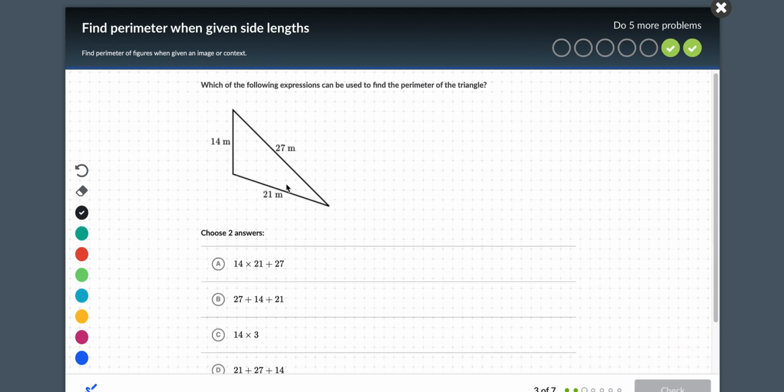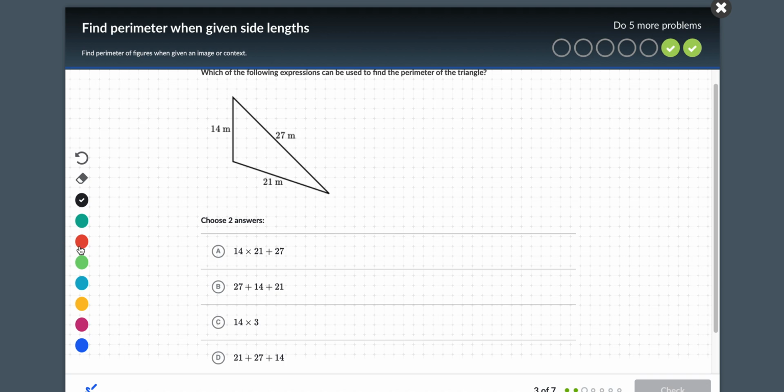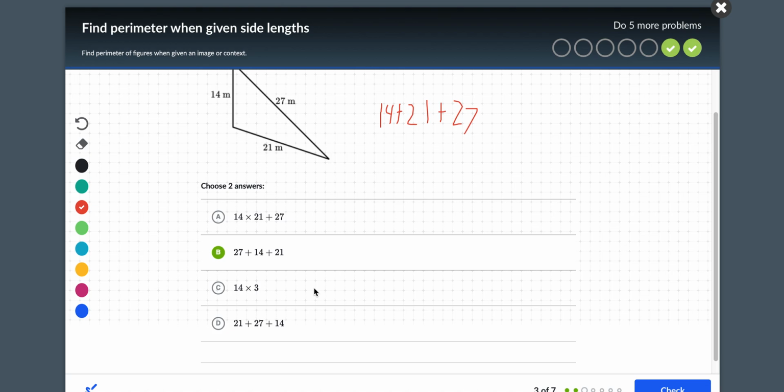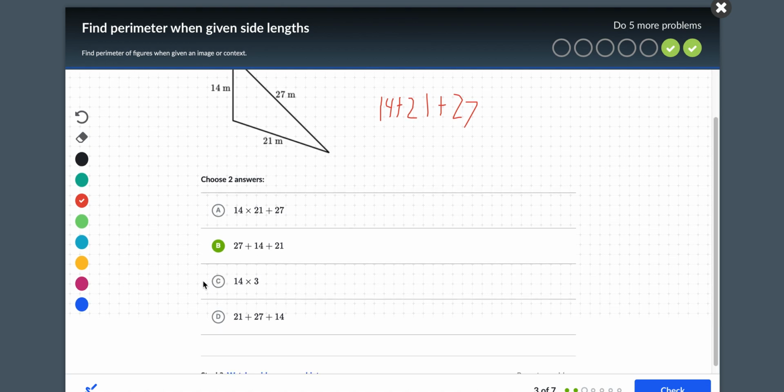Okay, which of the following expressions can be used to find the perimeter of the triangle? The one we're going to be looking for is just 14 plus 21 plus 27, which is this. Let's see, the two possible candidates here, because it obviously can't be either of those, are this and this. However, it asks us to choose 2 answers, not just one. Since the commutative property of addition shows that it can be combined in any order, both answers work.